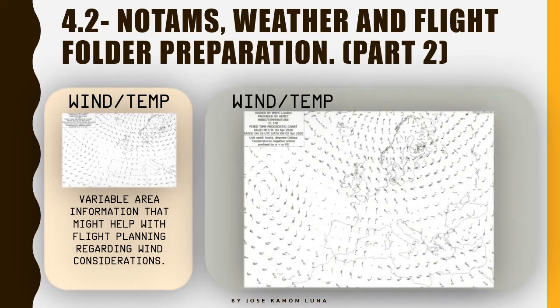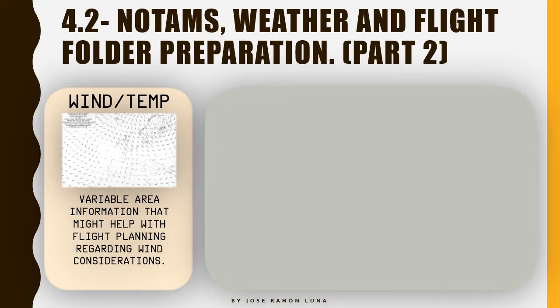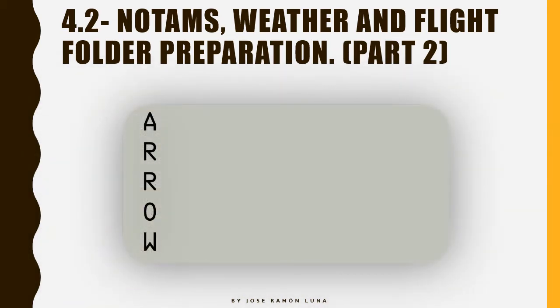Now, the last one is the wind and temperature. It's a really similar one. This one, as I said before, is the upper wind and temperature chart for Europe, okay. Basically, you just have the lines that represent the wind, and then you have the temperature numbers that basically represent the temperature. Anyway, this is just the information you have to have.